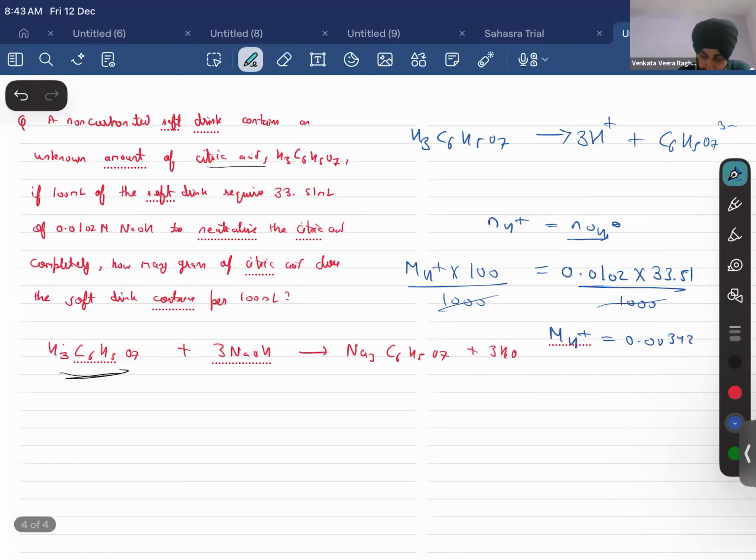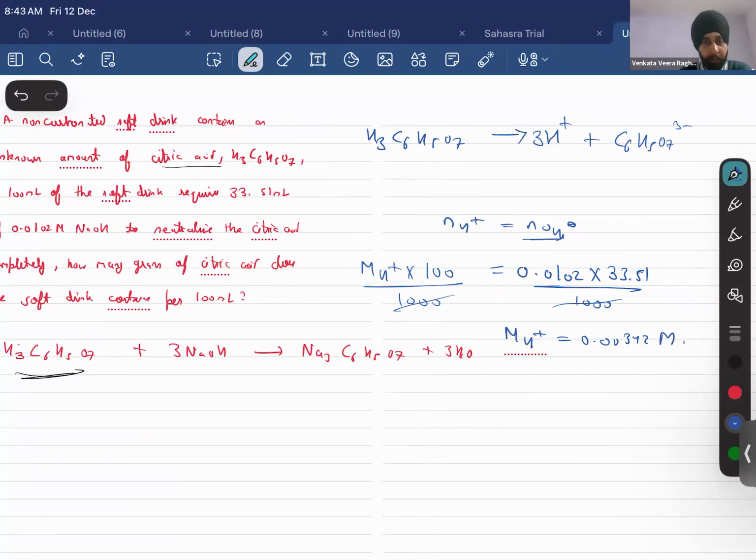Okay, let's say this is my concentration of H plus which I am getting, 0.00342 molar. Now, can I find out the concentration of my acid as well by just checking the stoichiometry? Yes, sir. So how much will it be?